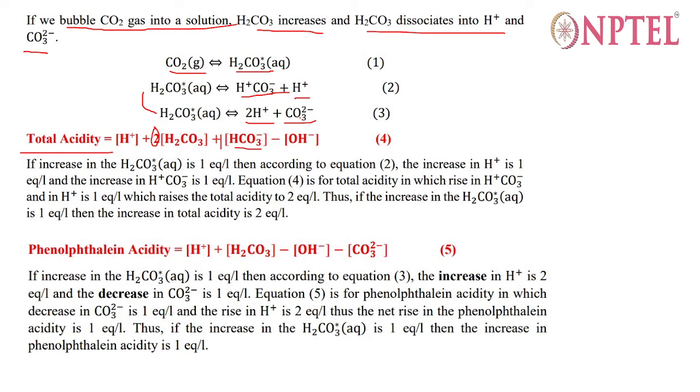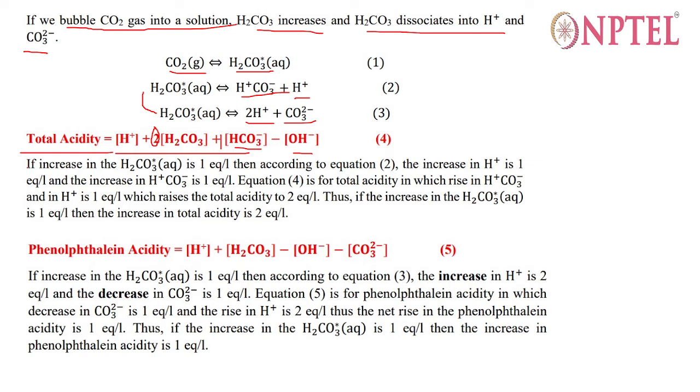There was something like minus H plus ions concentration. Here is OH minus ion concentration, because it can take up the H plus ions and form water molecules. That's why we are subtracting this total from this to get the total acidity. We are subtracting this H plus ion concentration, right?